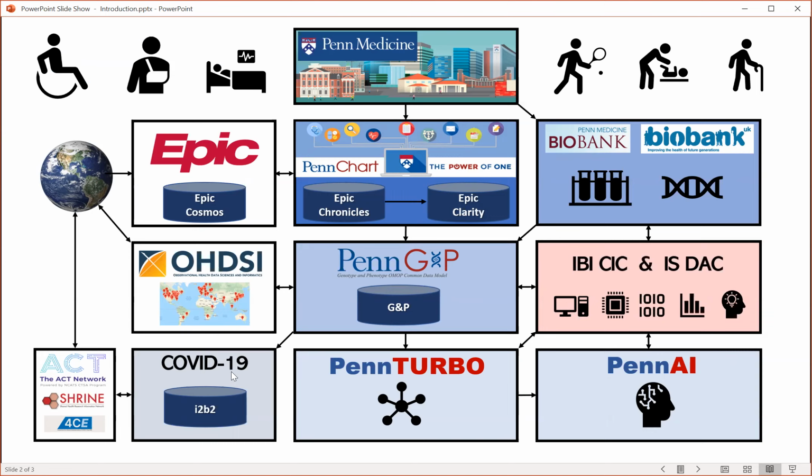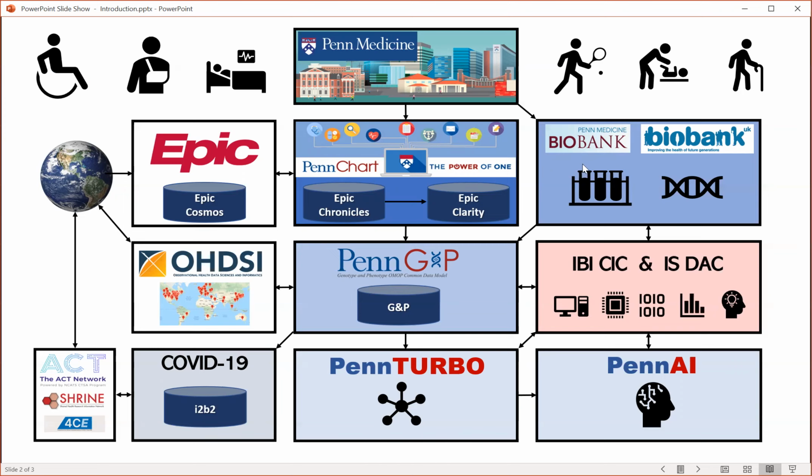We have also developed a specialized data warehouse specifically for studying COVID-19. This database uses a database called i2b2, which allows us to plug into the ACT network through the CTSA program, allows us to query data at other sites around the world through SHRINE, and has allowed us to participate in a COVID-19 data analysis consortium called 4CE.